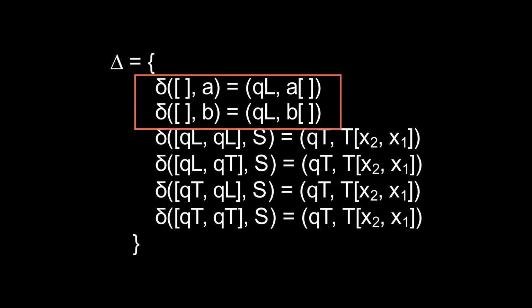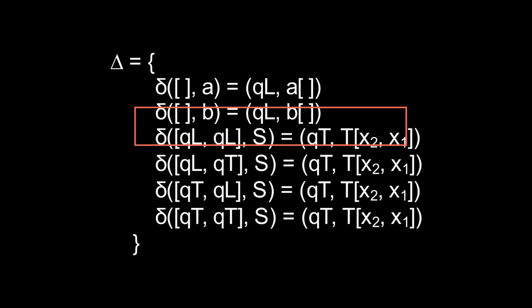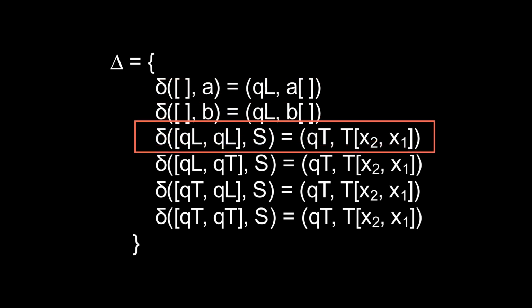These first two rules are for reading the A's and B's in the input. The lists of child states in the input are empty because the nodes are leaves that have no children. The output state is QL, and the tree is labeled with the same symbol that we read and has no children. The next transition is for when we read an S with two children.